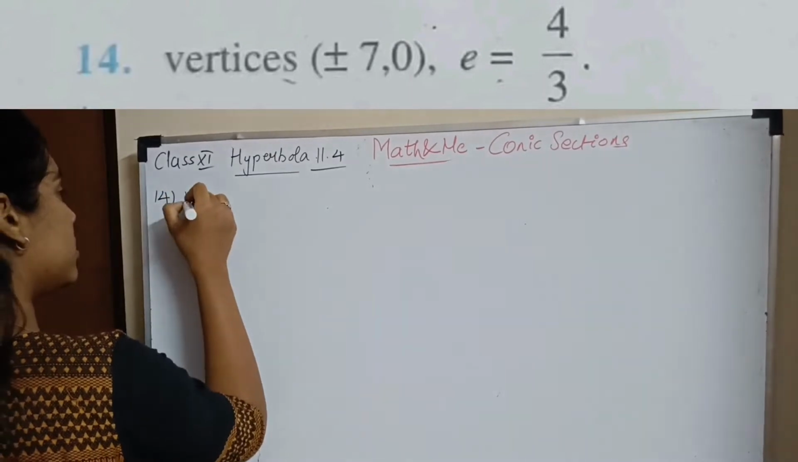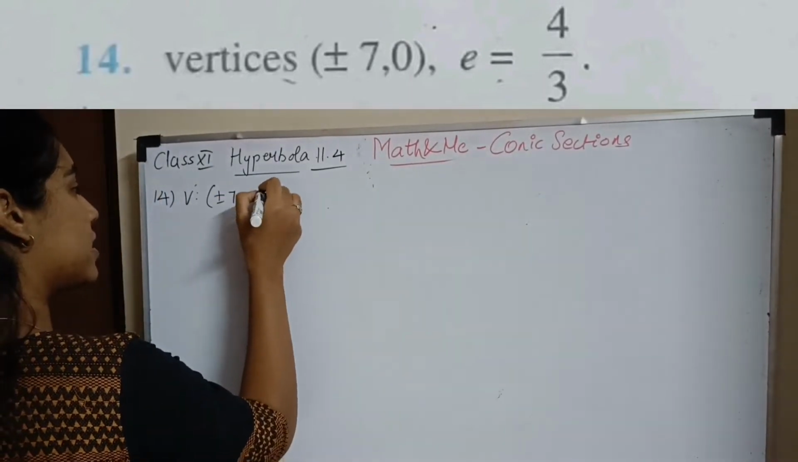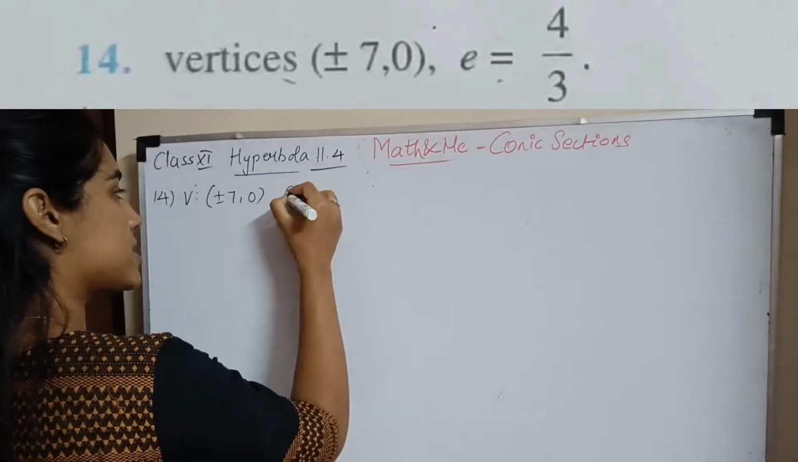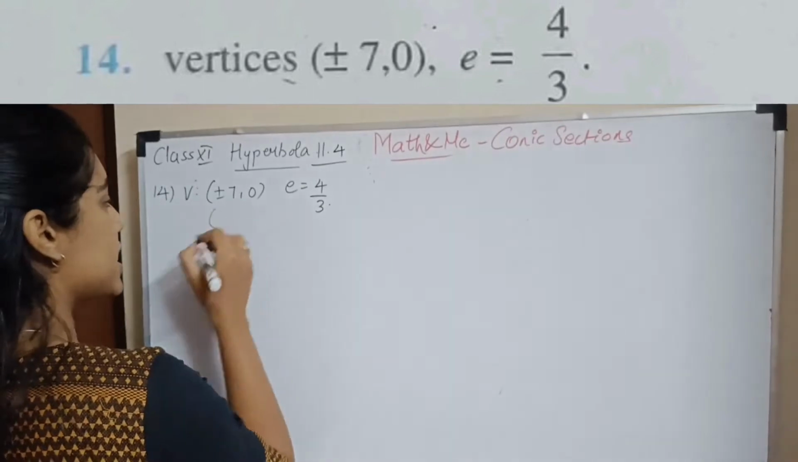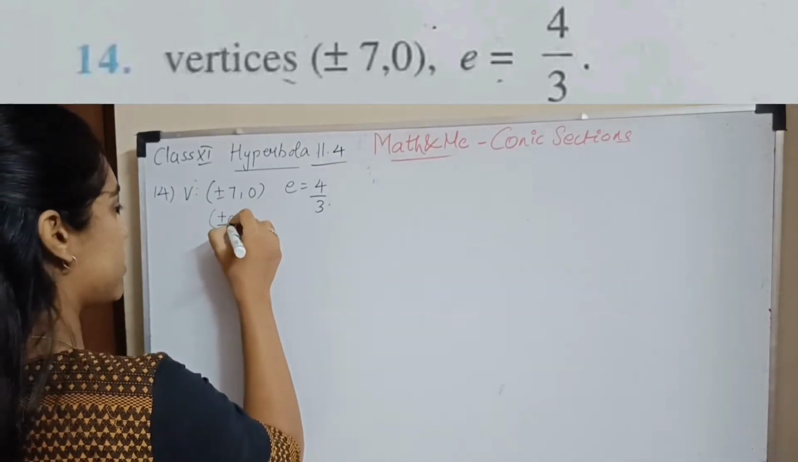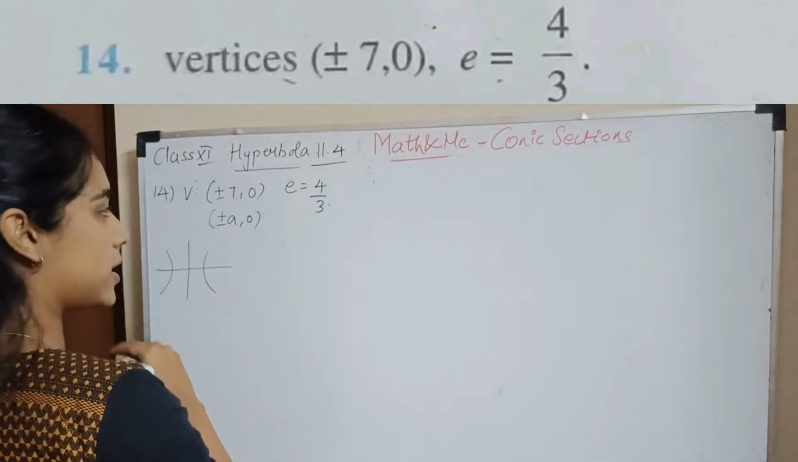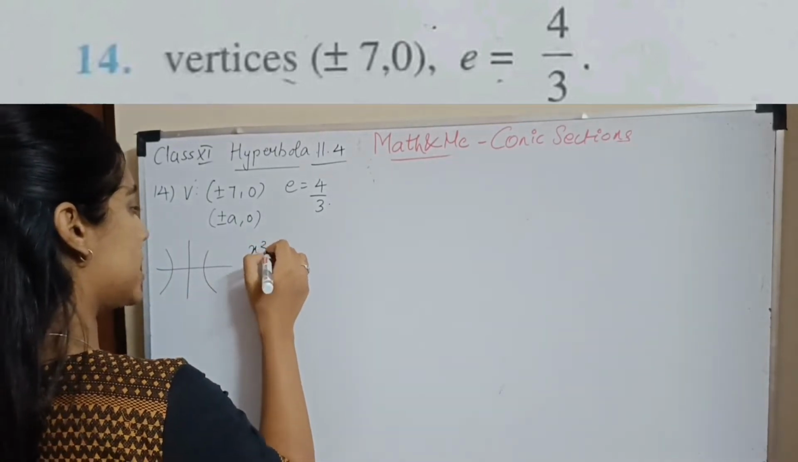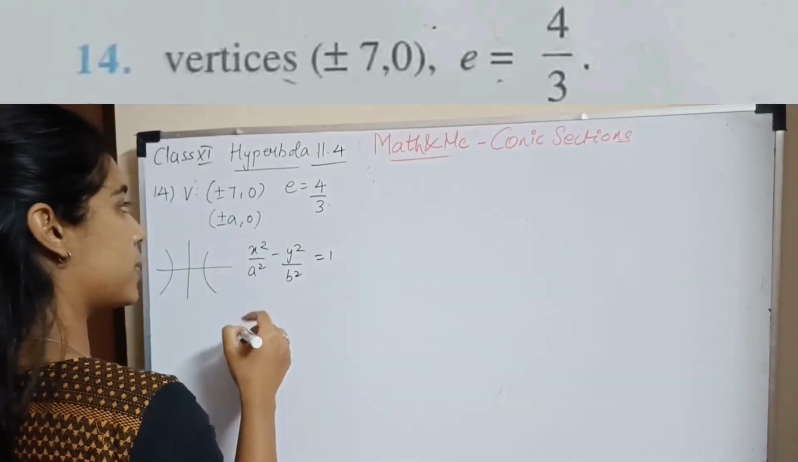Question number 14. The vertices are given to be plus or minus 7, 0, and the eccentricity is given to be 4 divided by 3. So this lies on the x-axis, so this is nothing but plus or minus a, 0. So how does your hyperbola look? It lies on the x-axis, so the equation is x square by a square minus y square by b square equals 1.